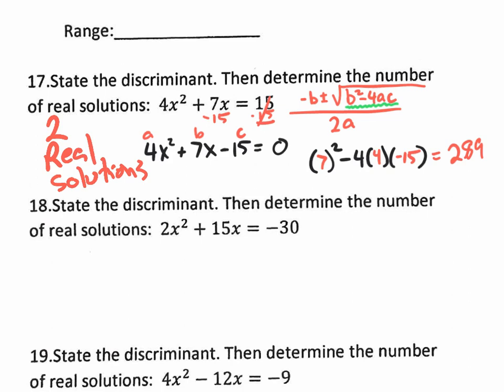Okay, so they're asking for the discriminant. Here it is. That's a discriminant. And how many answers do we get? We get 2 real solutions. Let's do the same for number 18.